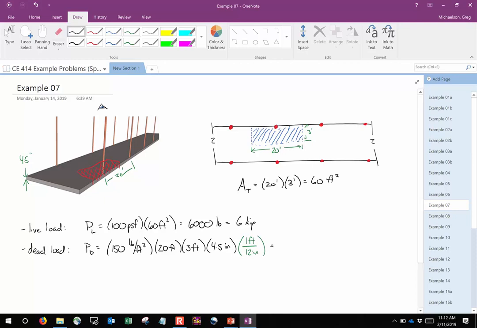And so what does that come out to be? Say it again. 3375. 3375 what? Pounds. Now that we've got a dead load and a live load, we can compute PU.